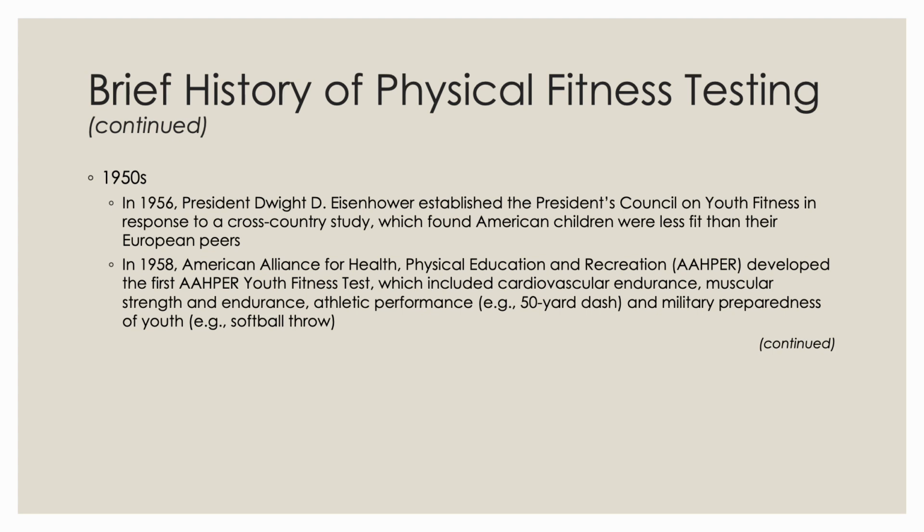In 1958, the American Alliance for Health, Physical Education, and Recreation, or AAHPER, developed the first AAHPER youth fitness test. This included cardiovascular endurance, muscular strength and endurance, athletic performance like the 50-yard dash, and military preparedness of youth, which included a softball throw. This test is a norm reference test. Can you think about why the softball throw may be a good test for military preparedness? Softball throwing was a good preparedness tool in order to throw grenades in military situations.